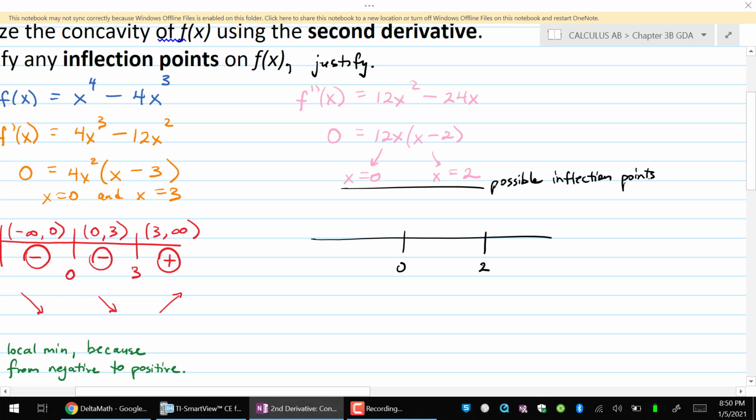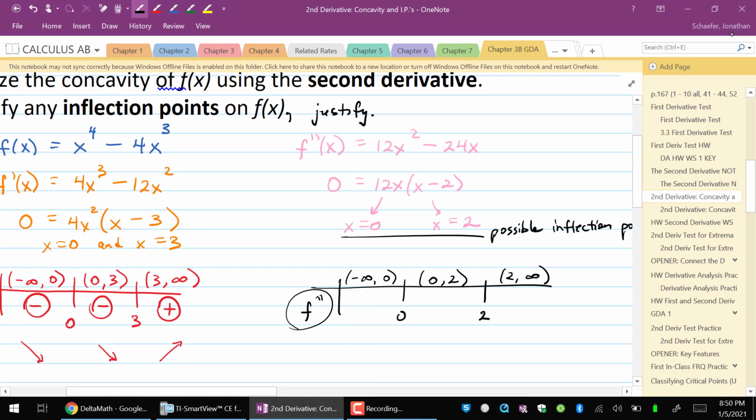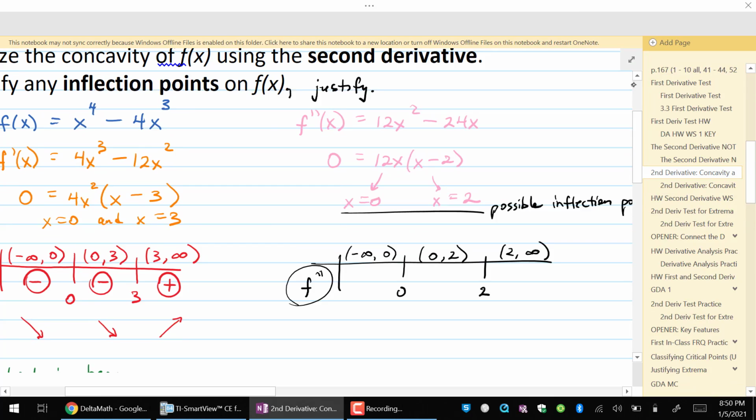I'm going to do one further step here. And make sure that we label here also that this is the f double prime, the second derivative sign chart. It's always good to label what it is that you're analyzing here. So intervals for my second derivative analysis. And now I'm ready to plug in some numbers and see where we're at.